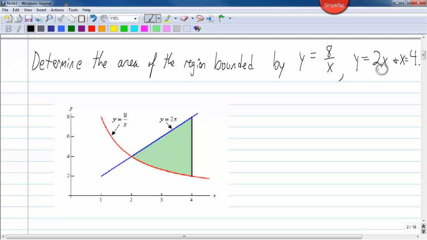Then y equals 2x, that's just a linear equation. The y-intercept is 0, slope of 2. So here's that line. And then x equals 4, of course, is this line here. Now I want to find the area bounded by these regions here.